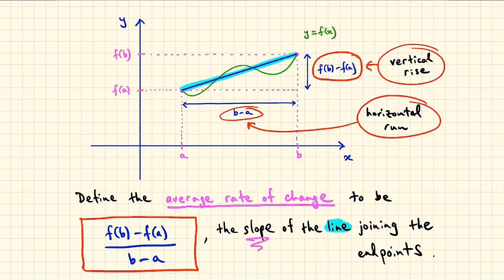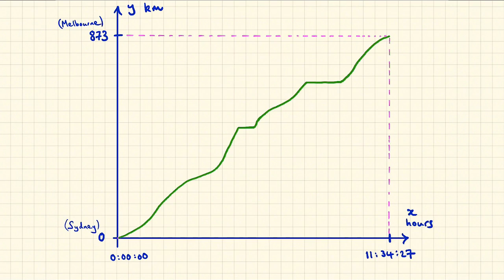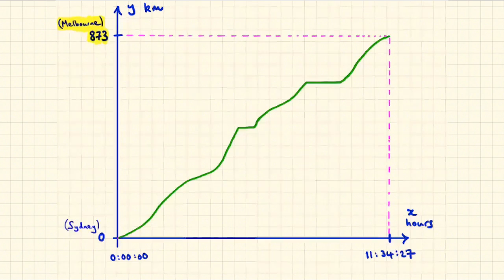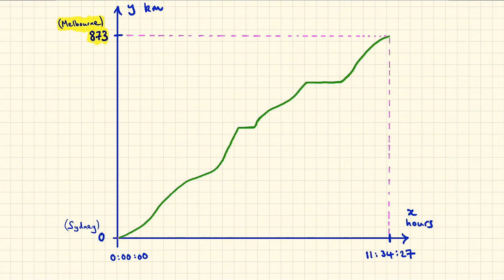So what? How does this relate to reality? Well, road traffic authorities are very interested in the concept of average rate of change. Here's a graph of a function in the xy plane. It describes one of my car trips from Sydney to Melbourne, and the curve emanates from the origin. The vertical axis denotes distance in kilometres from the starting point in Sydney, corresponding to 0, and the horizontal axis denotes time since the journey began. Observe that 873 kilometres is the full length of the journey, finishing in Melbourne.